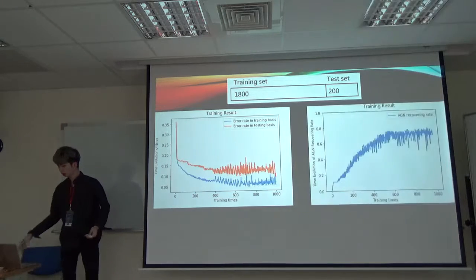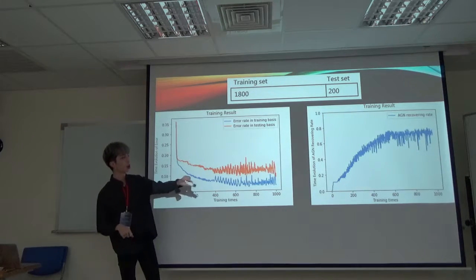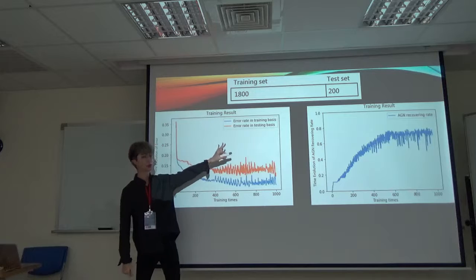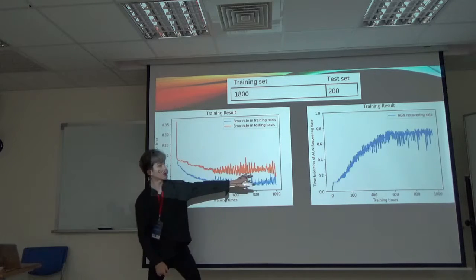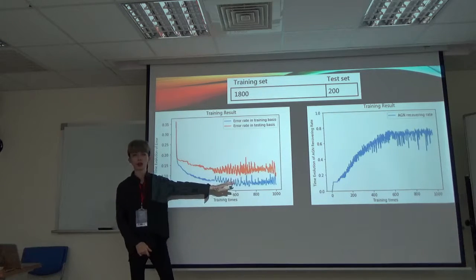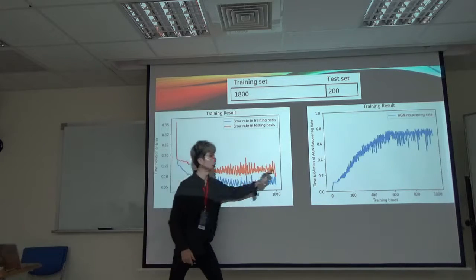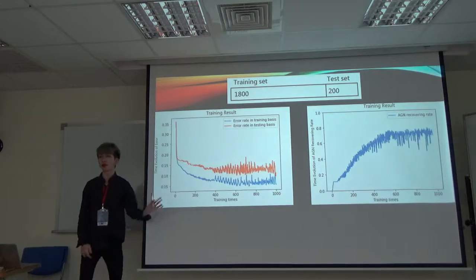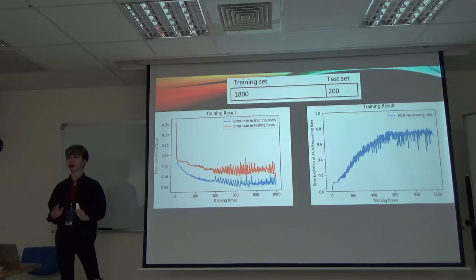And it has a corresponding AGN recovery rate of up to 71%. This picture is in the test set. So the orange line in this picture is how this AI performs when it faces unknown objects.